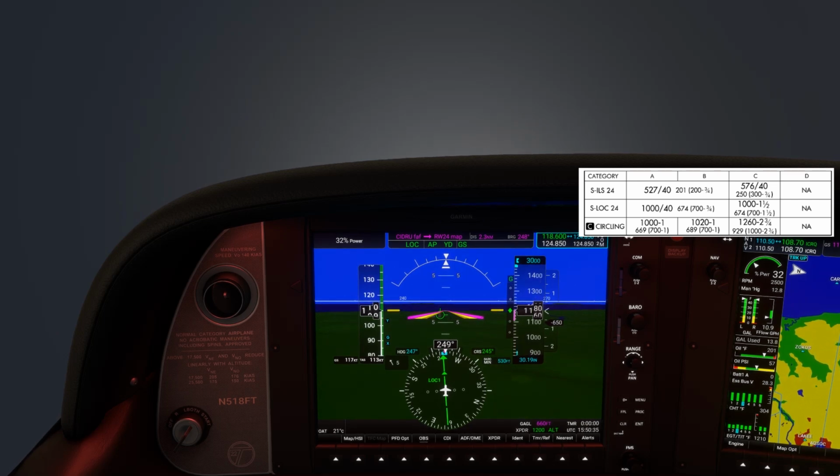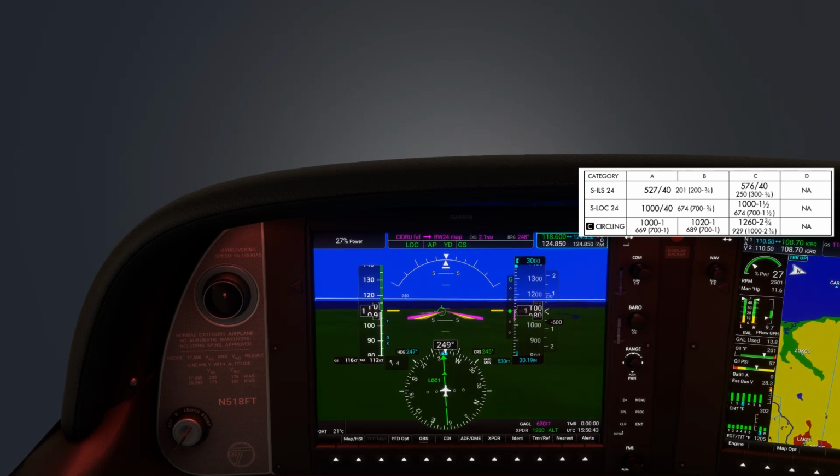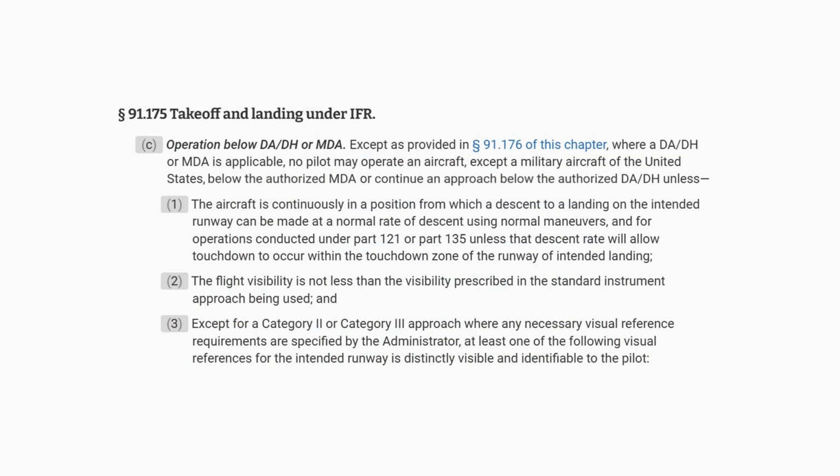But does the DA work the same way? Is the decision altitude on this ILS approach, which here is 527 feet, a minimum that we can't go below? For all questions on landing from an instrument approach, we reference 91.175(c), operation below DA or MDA. It reads that no pilot may operate an aircraft below the authorized MDA or continue an approach below the authorized DA unless, and then it goes on to list the criteria which allows us to continue the approach to the runway, such as being stabilized, having the required visibility, and having the sufficient runway visual cues.